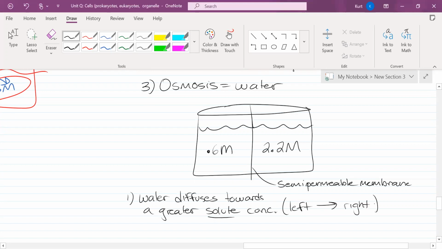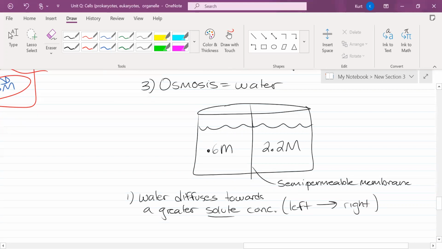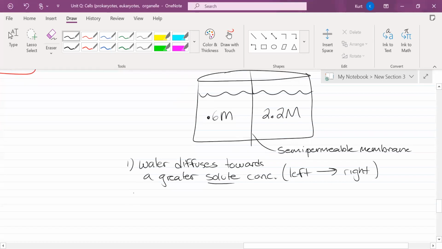Last time I checked, 0.6 is less than 2.2, or 2.2 is more than 0.6, so water will diffuse towards the 2.2. So that's one way to figure out which way water is going to flow.